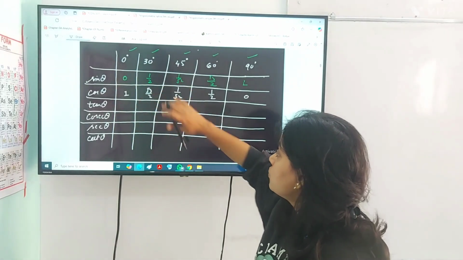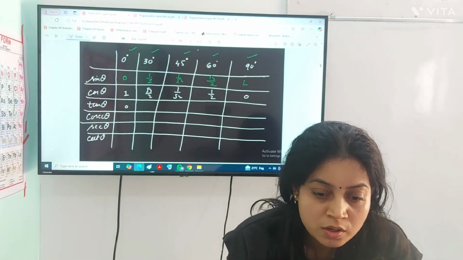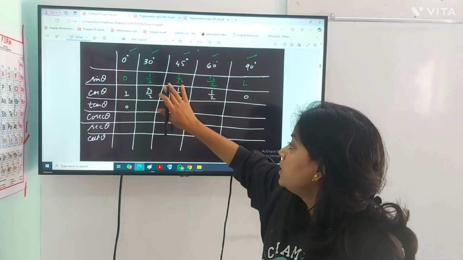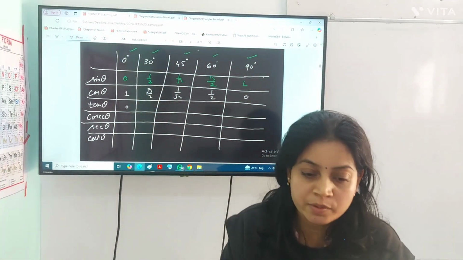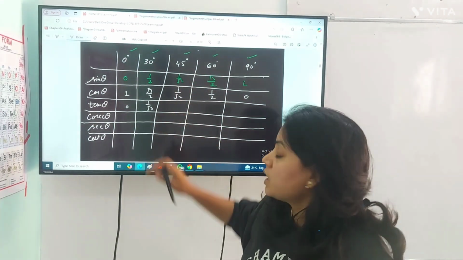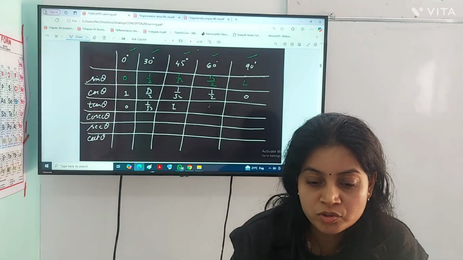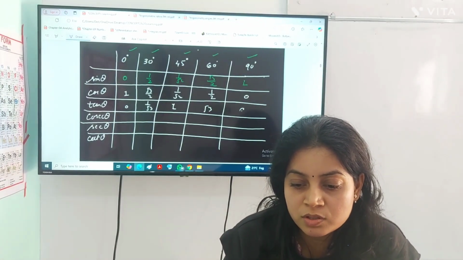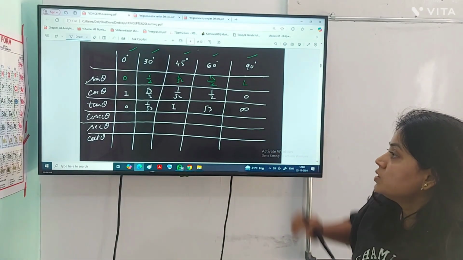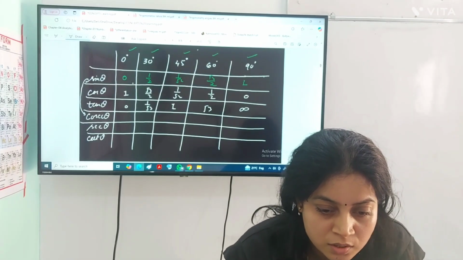And the rest of the table you can fill by yourself, because you are just going to divide sine and cos, you will get the tan value. The 0 upon 1 will be 0. 1 by root 2 and root 3 by 2 you will divide, 2 and 2 will get cancelled out, it will be 1 by root 3, and in this the complete will cancel out, it will be 1, and 2 and 2 will get cancelled, it will be root 3, and 1 by 0 is infinity.